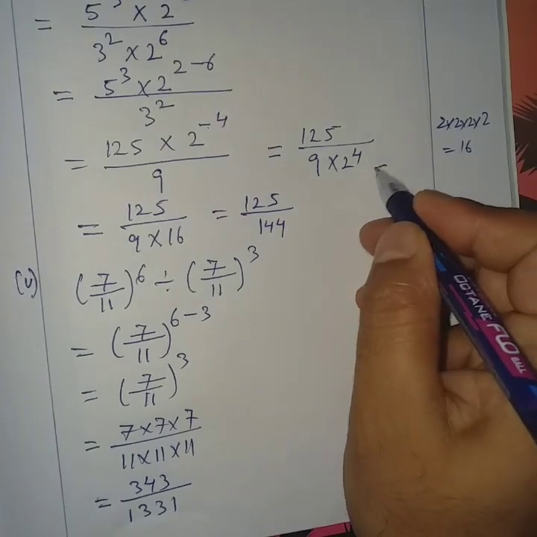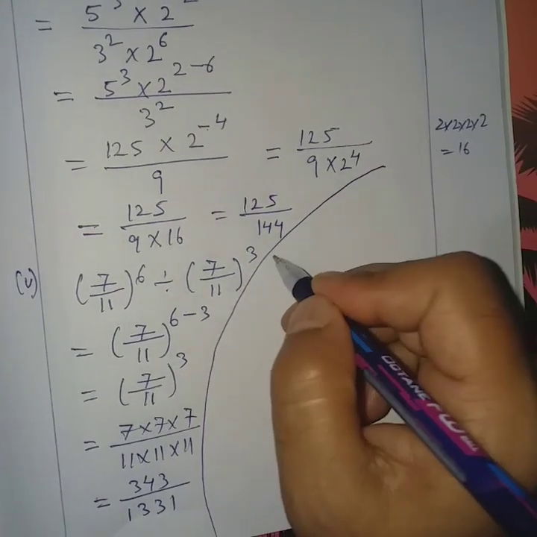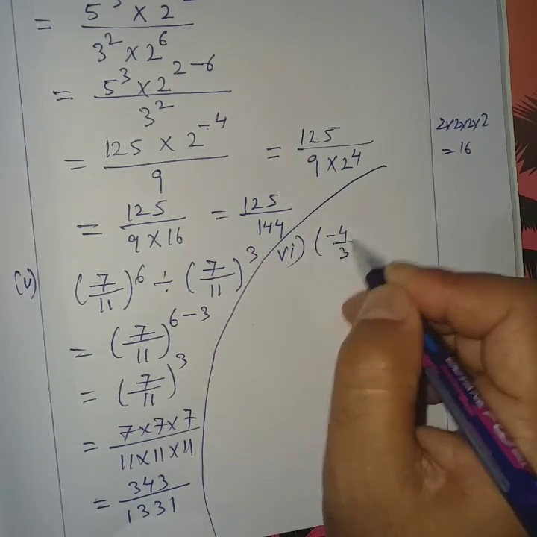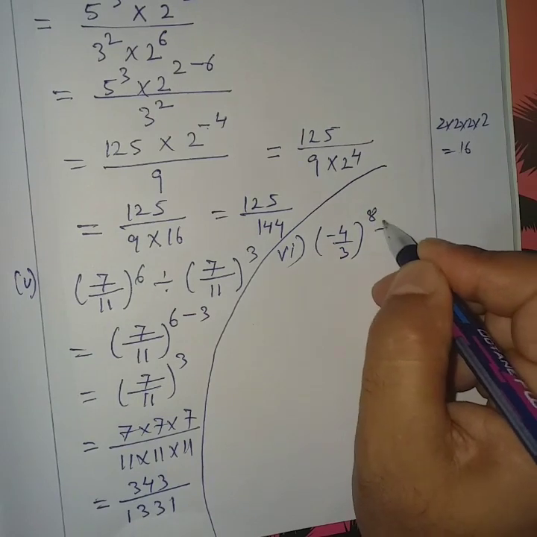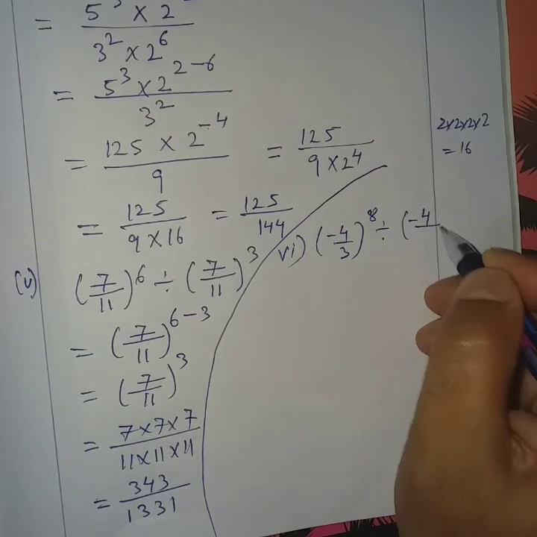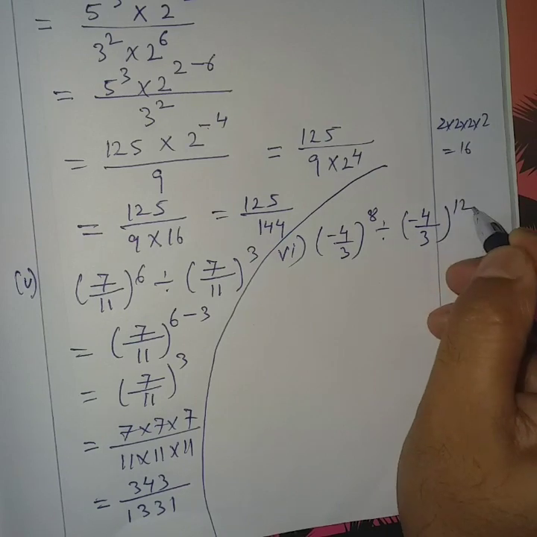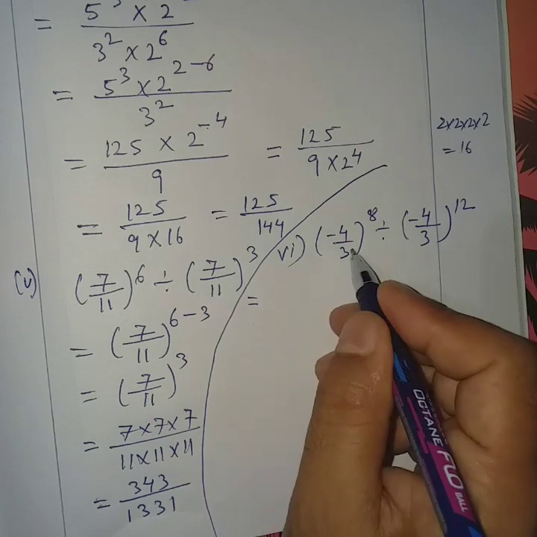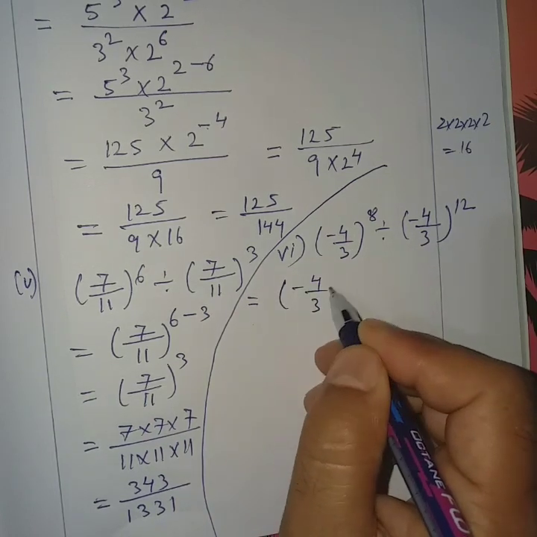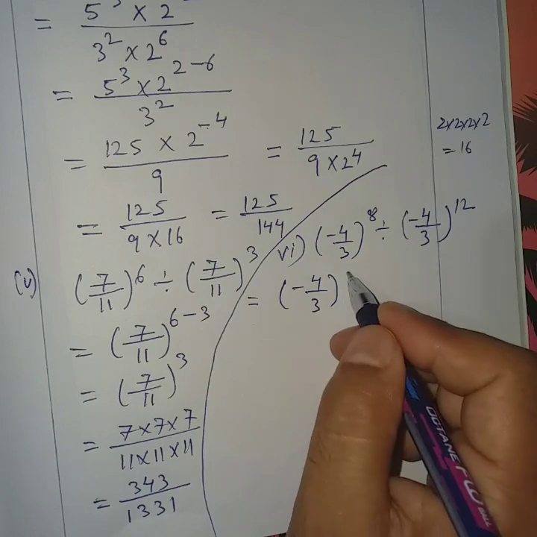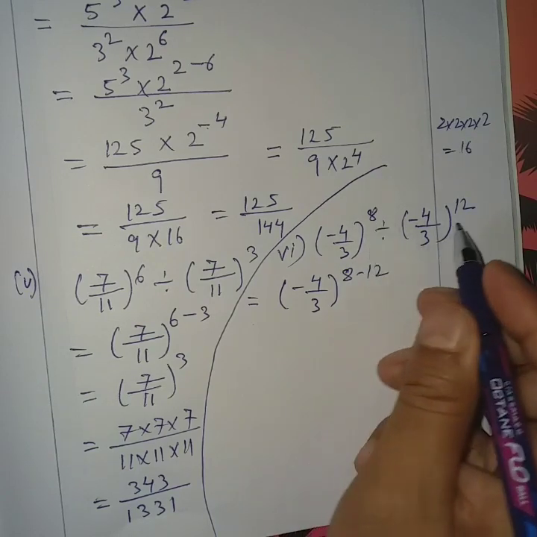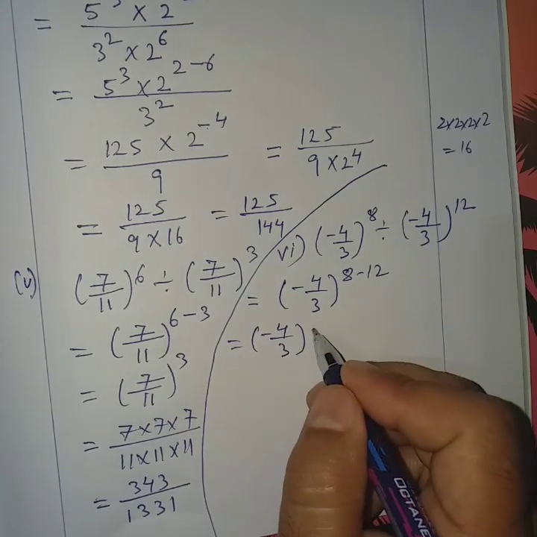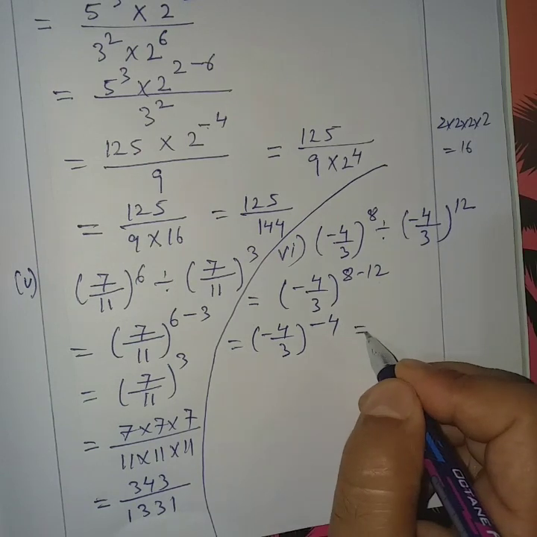Question number 6 I'll do here. (-4/3)^8 divided by (-4/3)^12. The bases are same, minus 4 by 3, and since this is division, 8 minus 12, power of numerator minus power of denominator. So (-4/3) to the power 8 minus 12, which is minus 4.